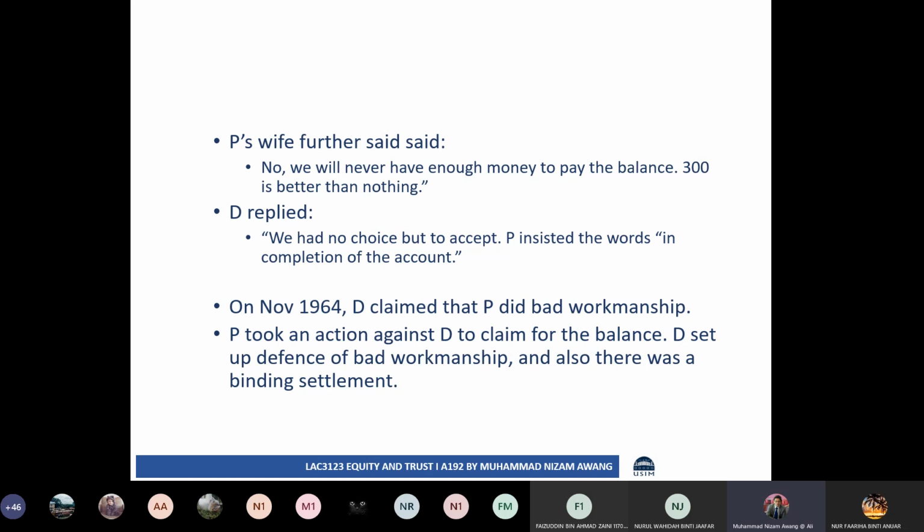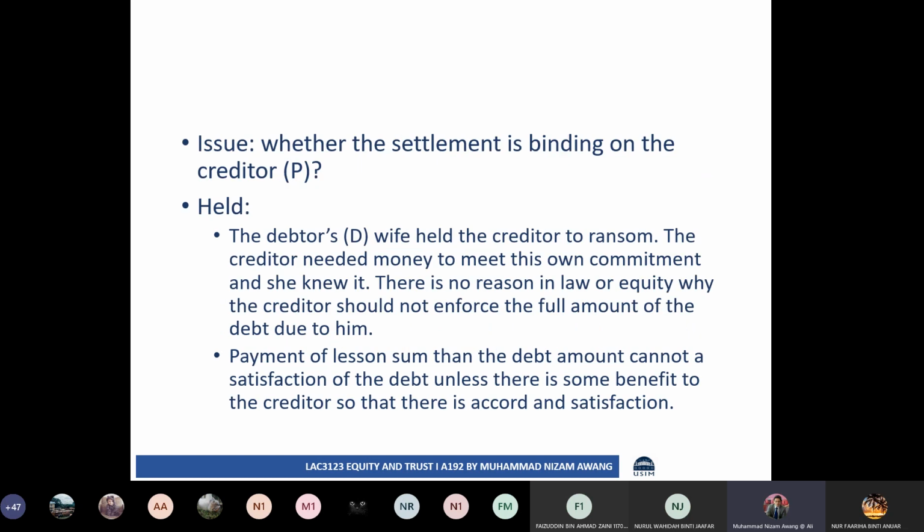because there was actually an appeal in this case, the defendant claimed that the plaintiff did bad workmanship. So the plaintiff took action against the defendant to claim the balance. But the defendant said that since they had done bad workmanship, the company, the builder, was not entitled to get the balance of the construction work. So the issue in this case was whether the settlement is binding on the creditor.